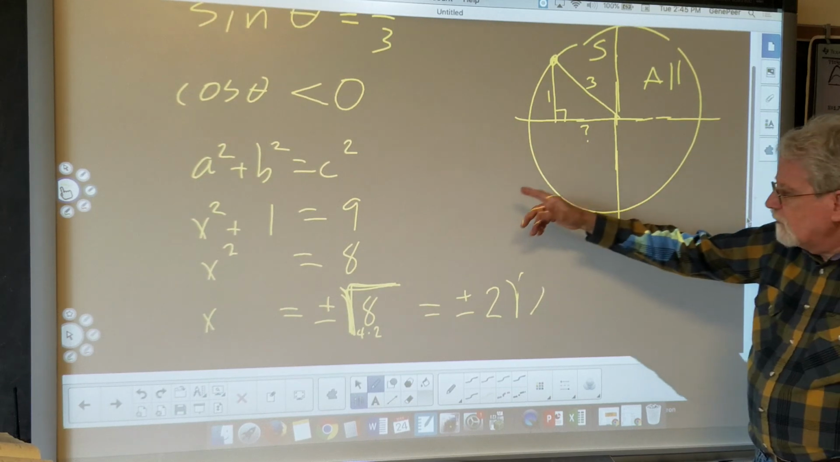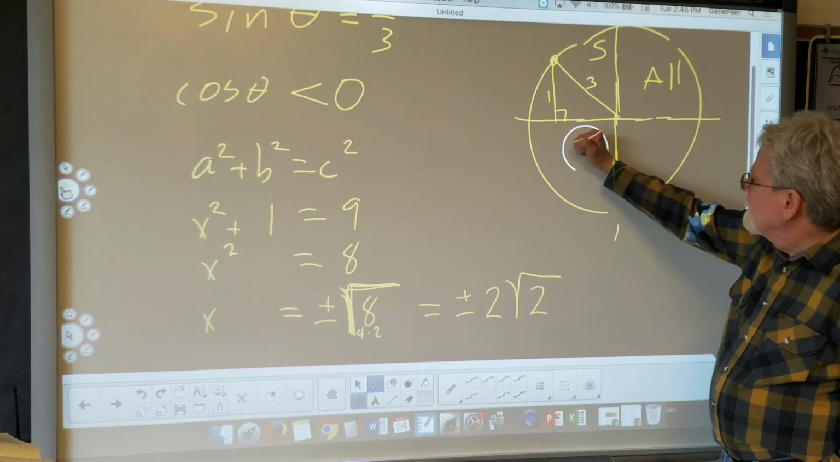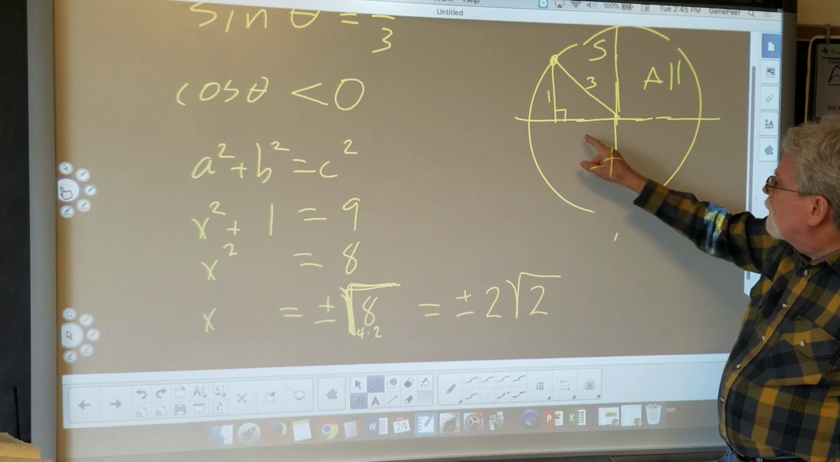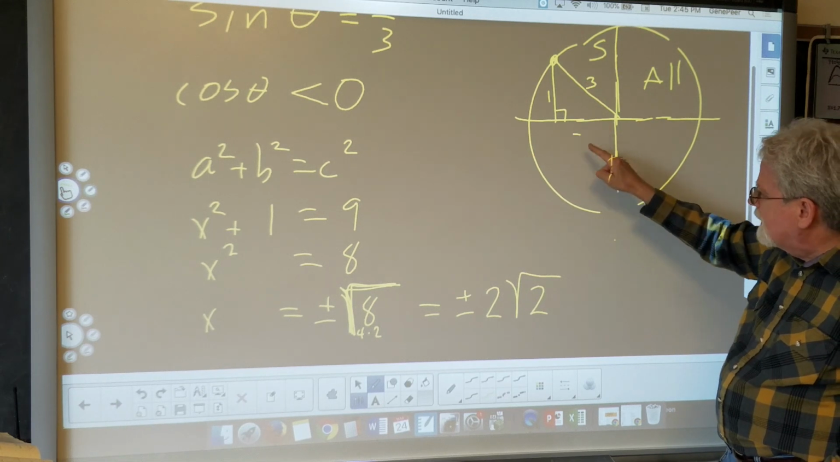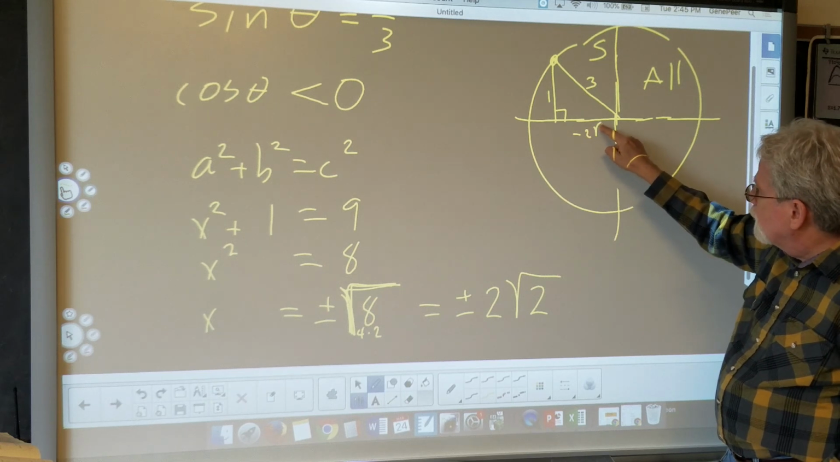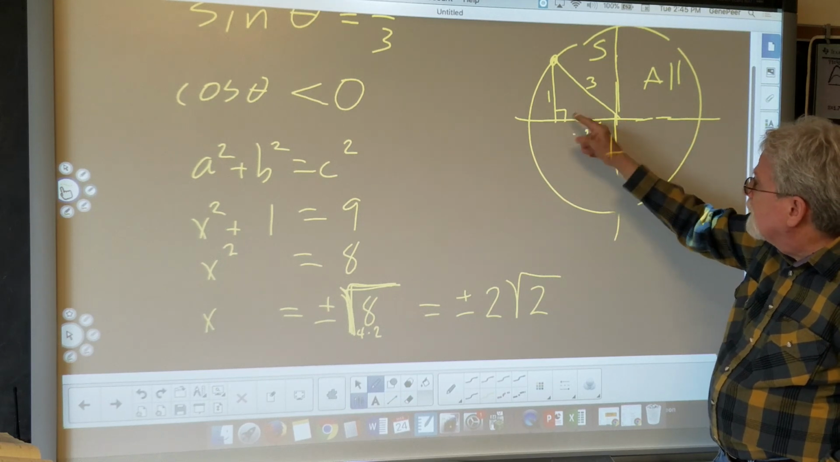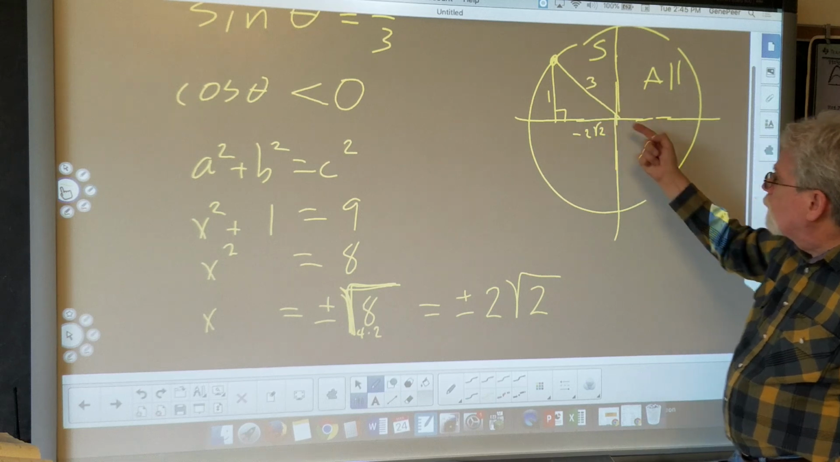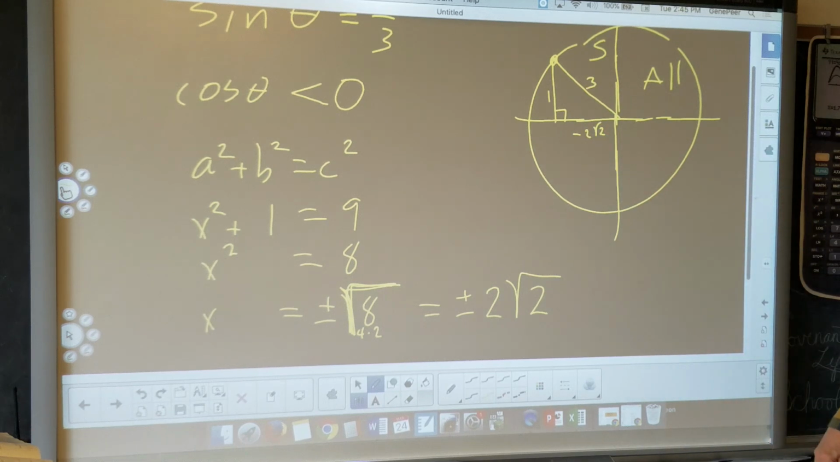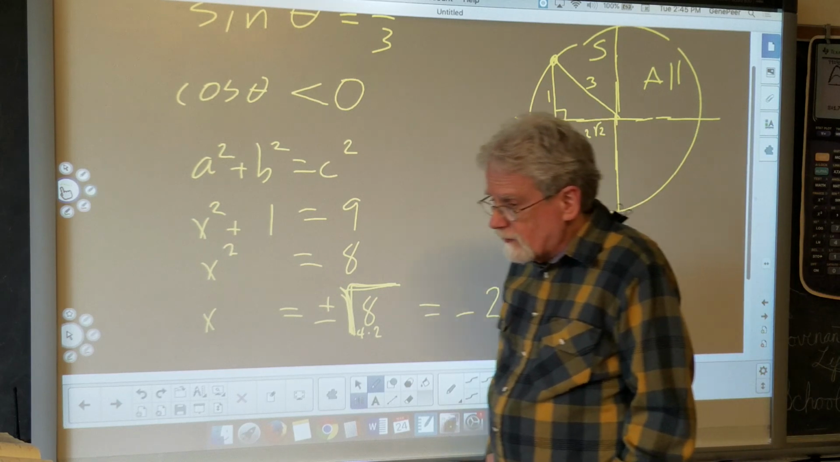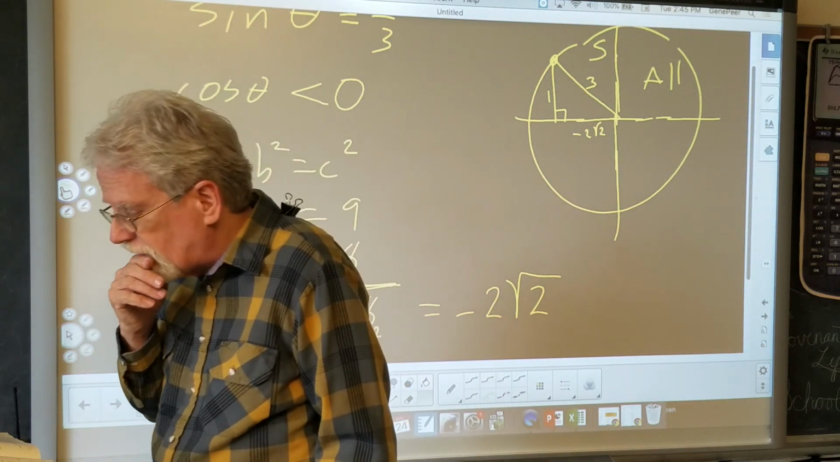Let's just look at the signs here. We can see clearly, because we're in the second quadrant, that this has to be negative 2 square root of 2, because I'm going that direction. This has to be positive 1, and of course hypotenuse is always positive. So in this particular case, x is negative 2 square root of 2. Don't forget about your signs. You do have to consider signs.